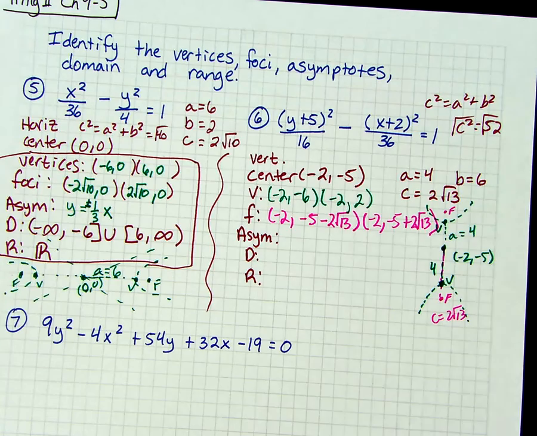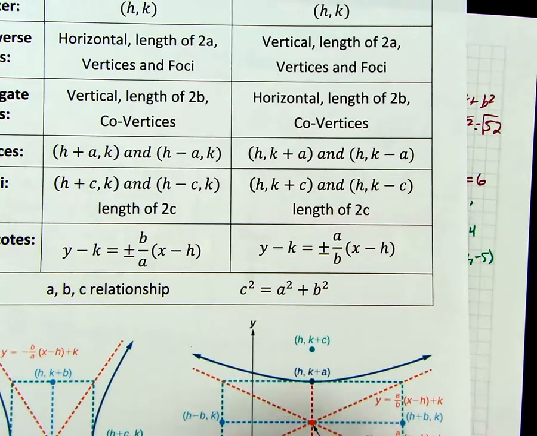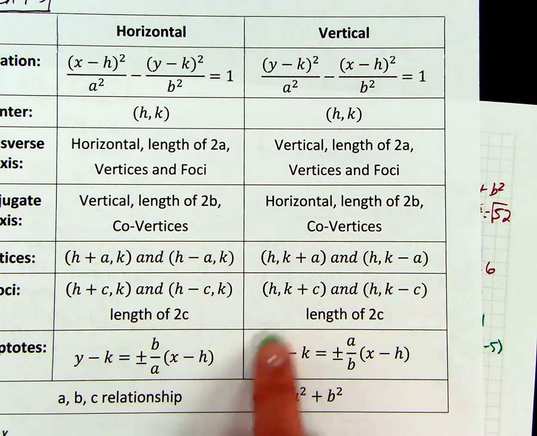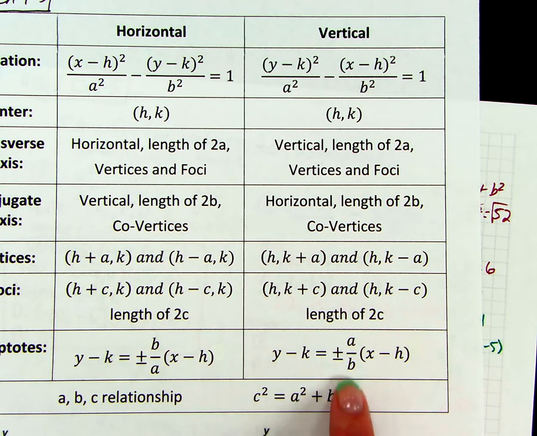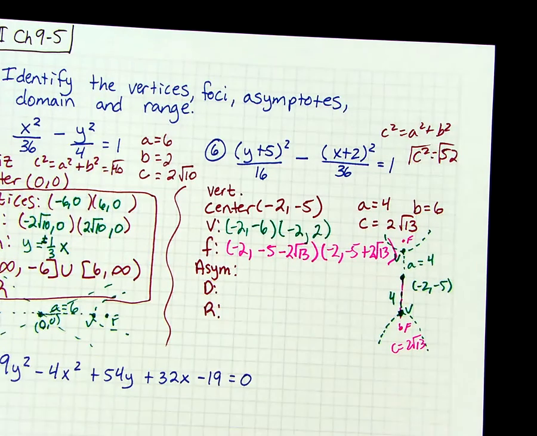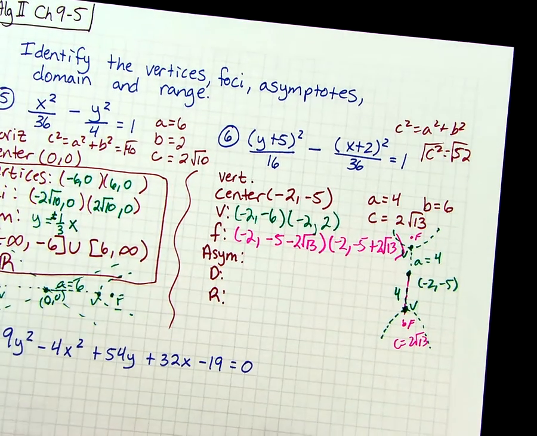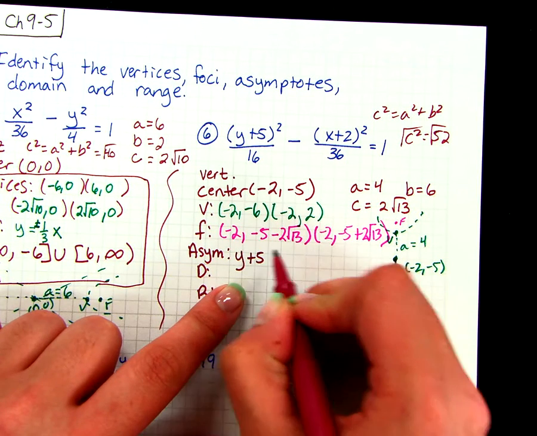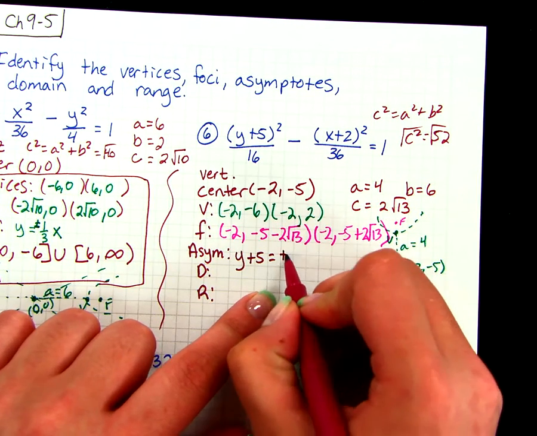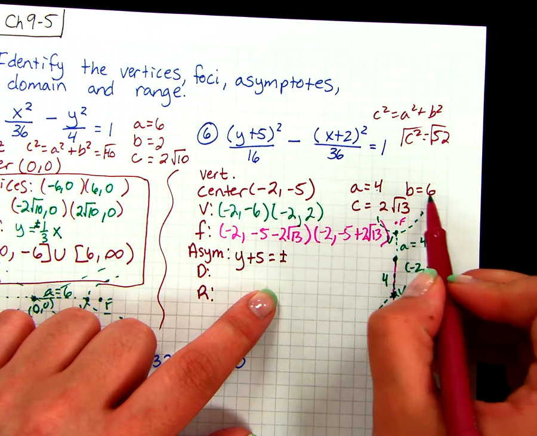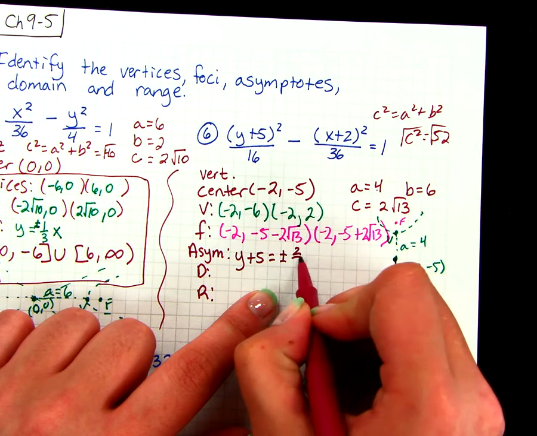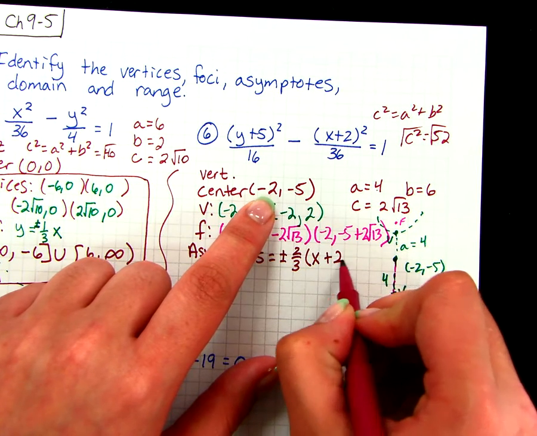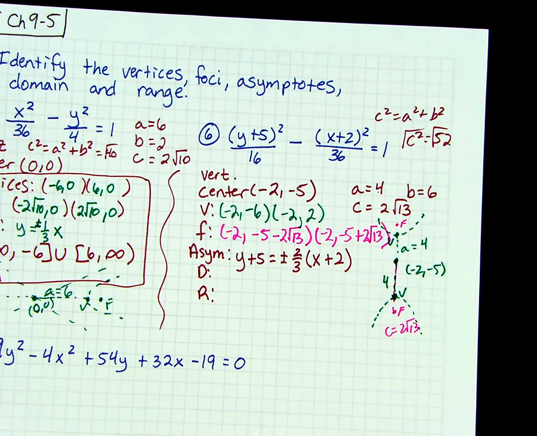And for the asymptotes, we're going to just use our formula and plug that information in. It's vertical, so we're using this formula. I'm just going to substitute, and then we have to make sure that we're simplifying this fraction. So y minus k, and our k value is -5, so this will become a +5, equals plus and minus a over b. So we have 4 over 6, which will reduce to 2/3, and then parentheses x minus h. We're subtracting a negative, so it'll become +2. We don't need to simplify further, we're just going to leave it exactly like that.